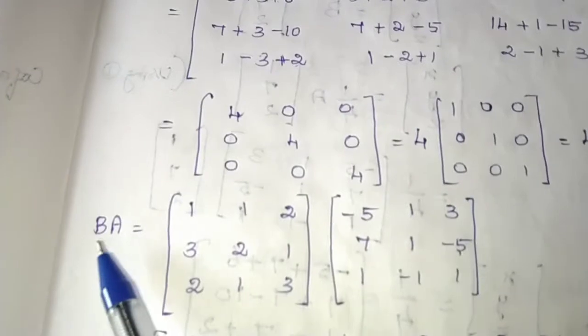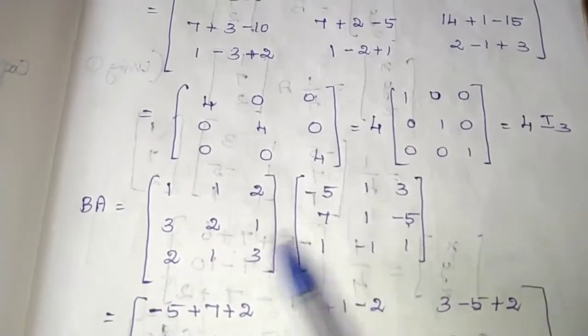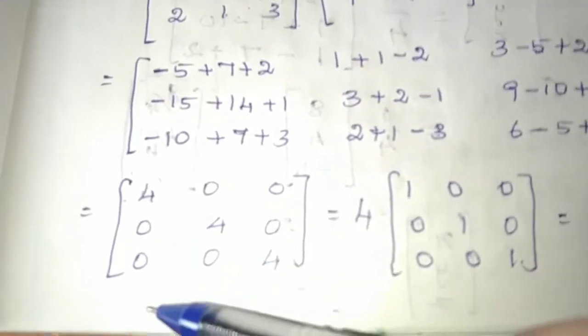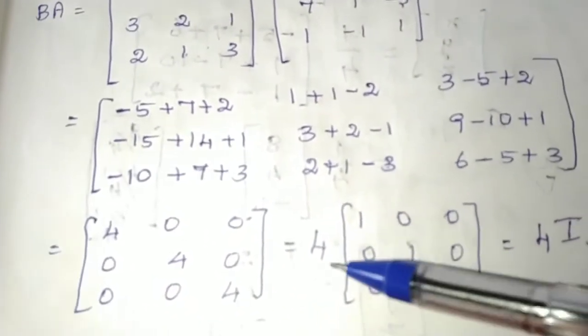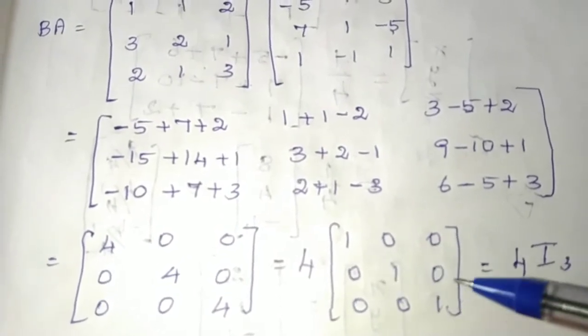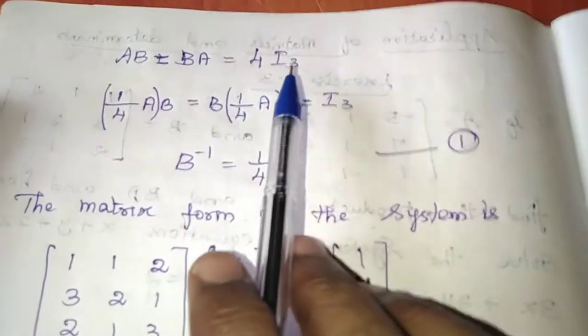And next we want to find BA. Similarly, using the same method, BA matrix, B matrix, A matrix, again the same multiplication method, we get 4 0 0, 0 4 0, 0 0 4. Now 4 taken common, 1 0 0, 0 1 0, 0 0 1. Here also 4I3. AB equals BA equals 4I3.